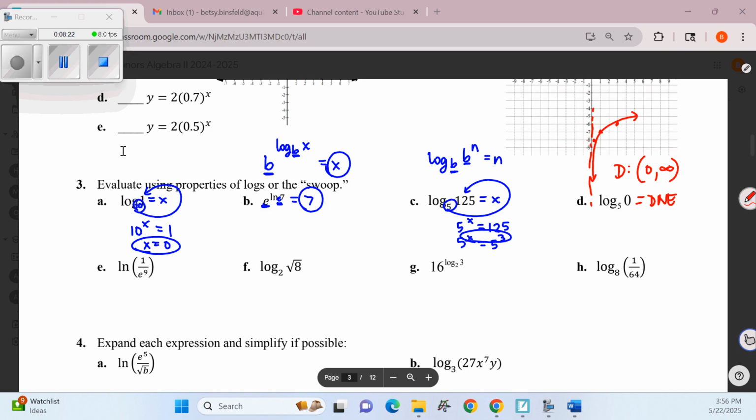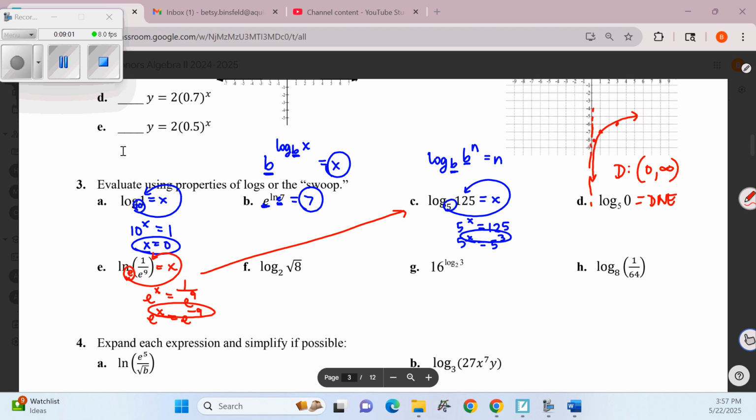Continuing on with part E, let's let this be equal to some value x. Remember the base of ln is e. If we swoop this out, we end up with e to the x equals 1 over e to the 9th. So kind of similar to what we saw up here in part C, except we don't want e to the 9th in the denominator. So to switch it over the fraction bar makes it a negative exponent. And now by similar means up here in part C, e to the x equals e to the negative 9. That can only be true if x is equal to negative 9. So this whole thing simplifies to just negative 9.